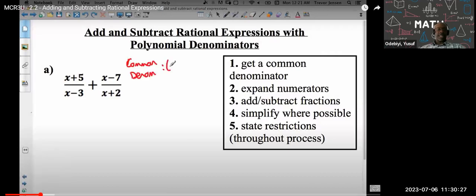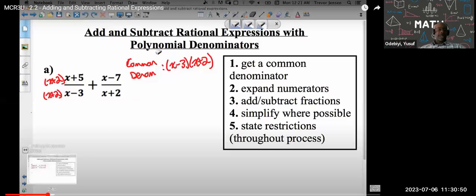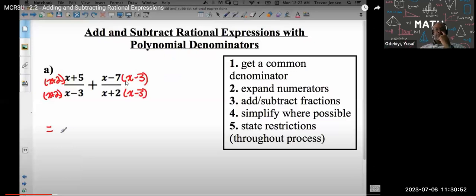Let's just look at that. My common denominator is going to be x minus 3 times x plus 2. So I'm going to have to multiply top and bottom of this fraction by x plus 2. And on this one here, I'm going to have to multiply top and bottom by x minus 3. Okay. There you go. So now I'm going to have one common denominator, right, which is x minus 3.